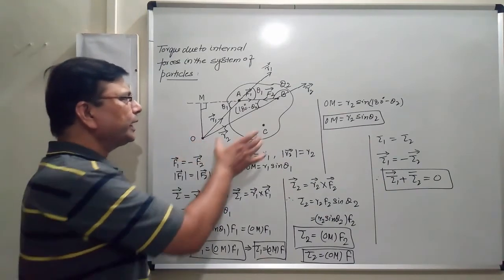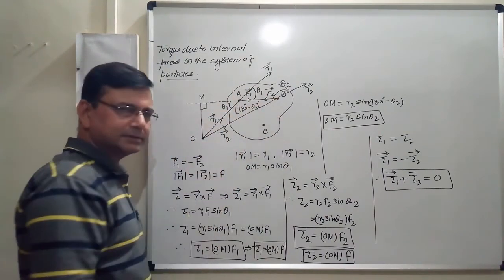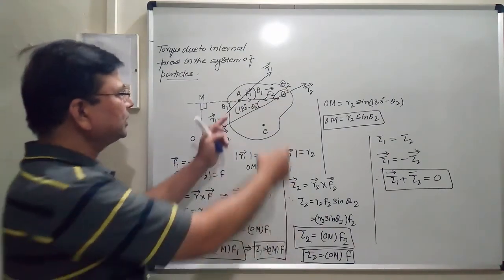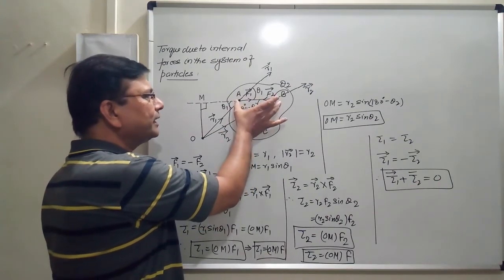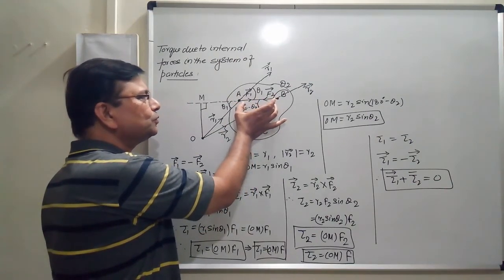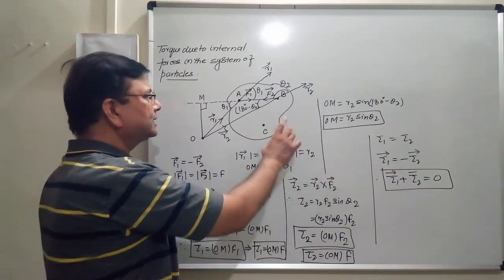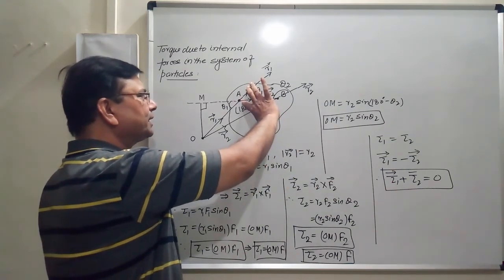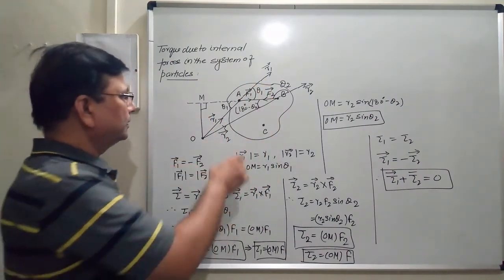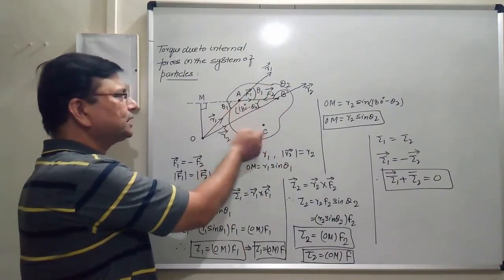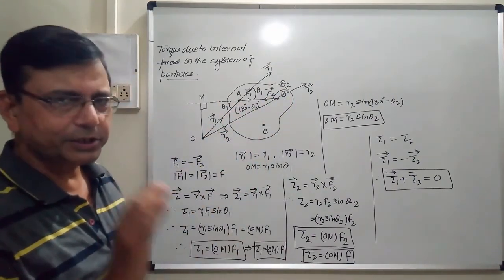A torque due to internal forces between the two particles. I have considered only two particles over here. So sum of the torque of internal force between these two particles is equal to 0. That I have proved over there. Similarly, if you are taking these two particles, again sum of the torques due to internal forces will again be 0, and for these two particles will also be 0.